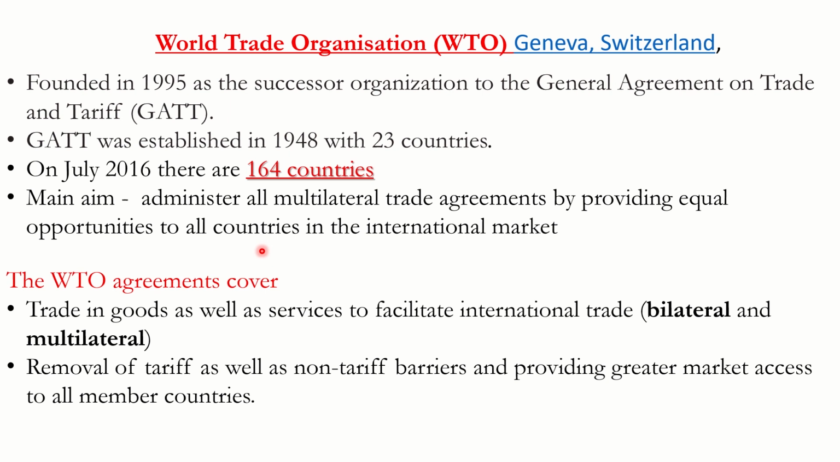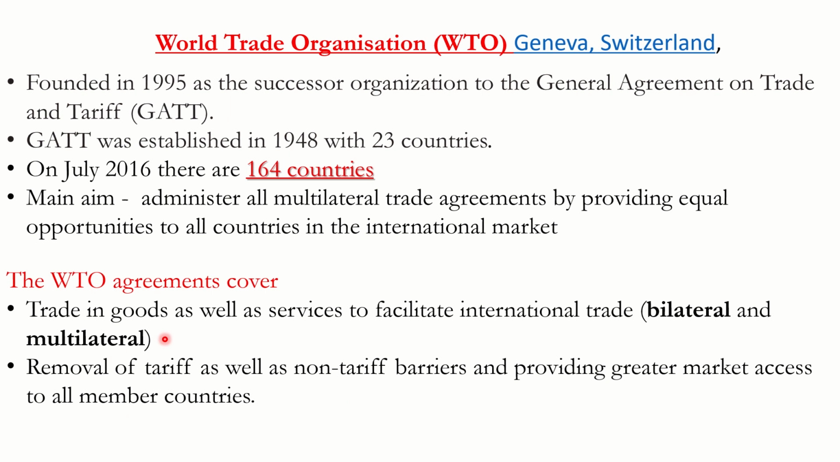What are the agreements covered under the WTO? The first one is trade in goods as well as services to facilitate international trade. It can be bilateral, it can be multilateral. Bilateral means between two countries, just like India and China. This is bilateral, where we are doing import and export. Multilateral is India, China, Russia. So India is importing from and exporting to China, Russia, US. These are known as multilateral. So WTO just sees and facilitates all these bilateral and multilateral trade.